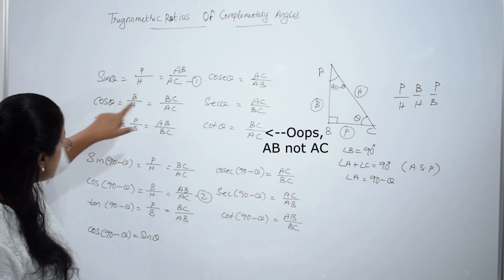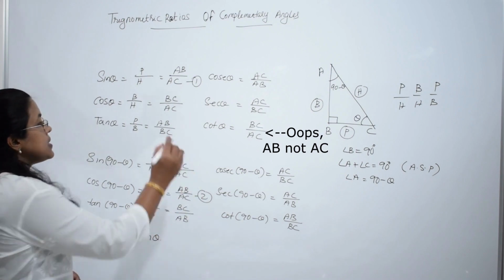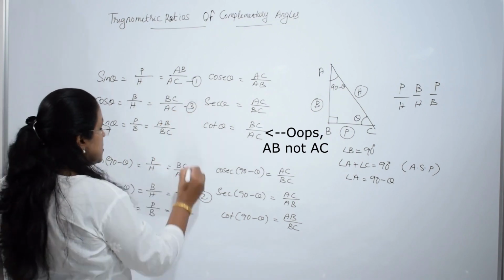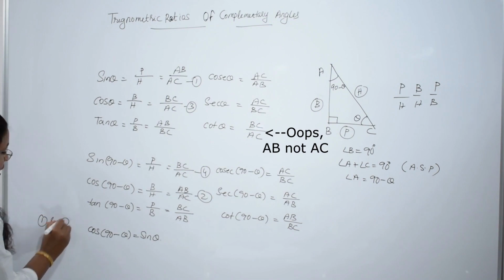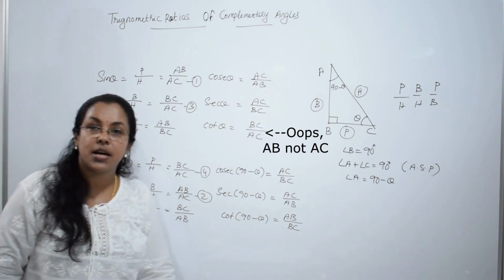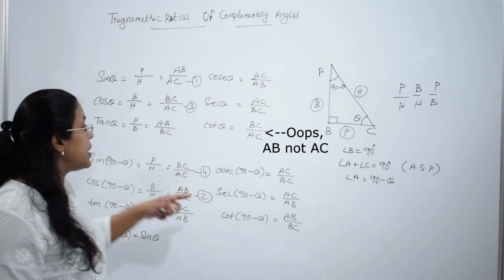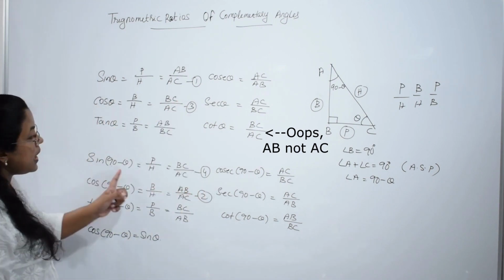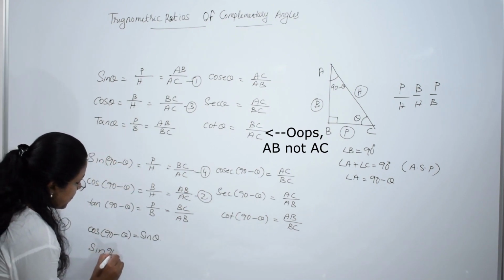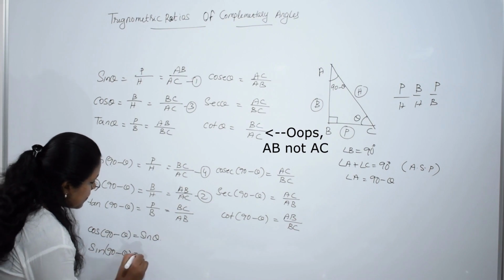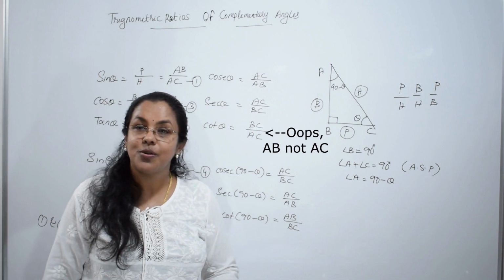Now, what is cos theta? BC upon AC. What is sin 90 minus theta? Again BC upon AC. So relate these two, 3 and 4. Relating 1 and 2, we get cos 90 minus theta is equal to sin theta. Relating 3 and 4, we get sin 90 minus theta is equal to cos theta.